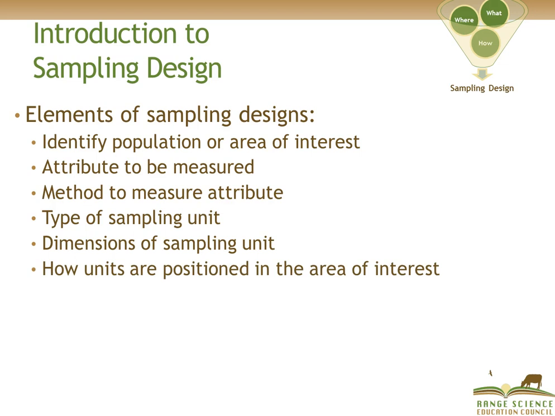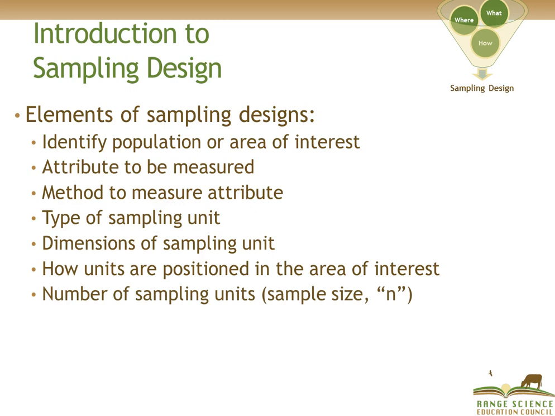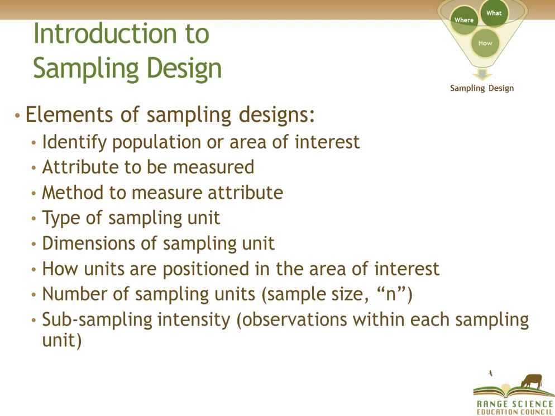We need to determine how units are going to be positioned in the area of interest, as well as the number of sampling units. This refers to sample size and is often represented by the letter N. Finally, the subsampling intensity, or the number of observations taken within each sampling unit, needs to be considered.